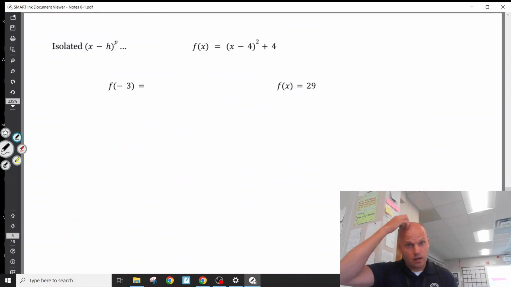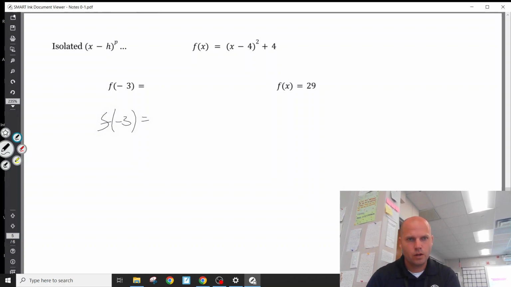Okay, the final one is an isolated form like x plus or minus a value, squared, plus 4. It's a form of a quadratic. We'll be talking more about quadratics day 2, day 3. Just to familiarize yourselves with these, we can plug in and we can solve.